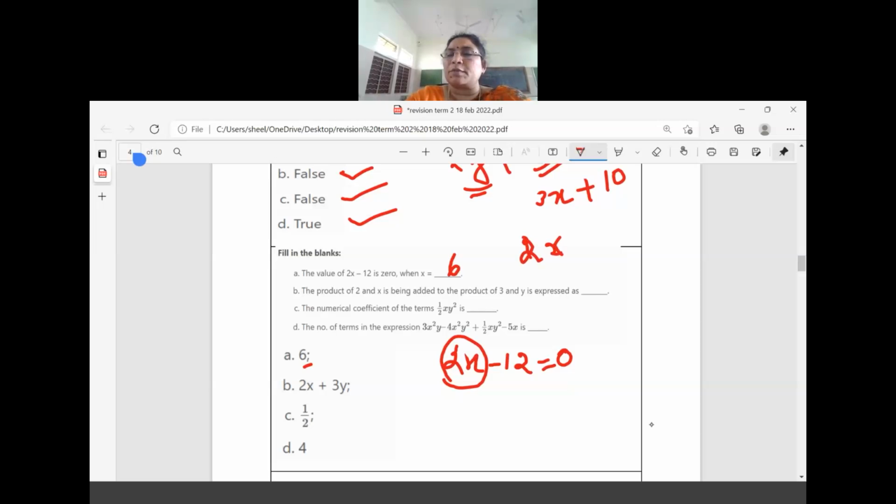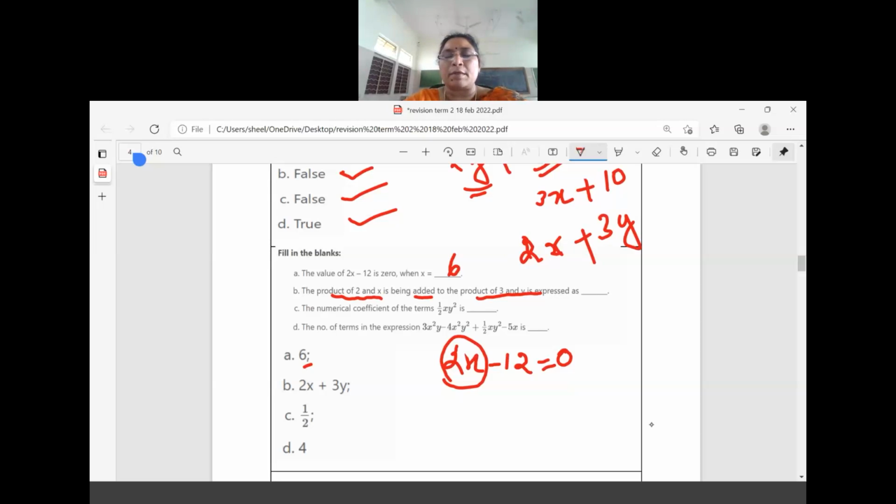And what is the product of 3 and y? It is 3y added, right? The product of 2 and x will be 2x, and a plus sign. The product of 3 and y is plus 3y only. Now, again, we have explained here the numerical coefficient.